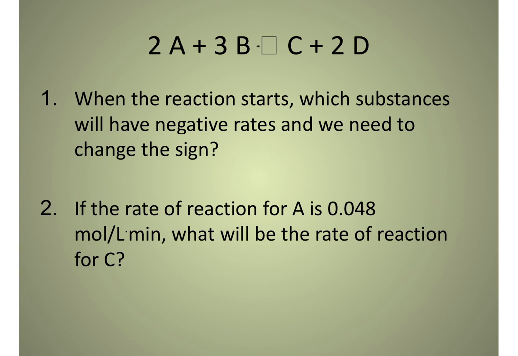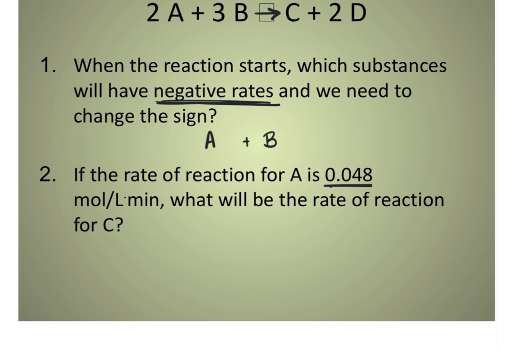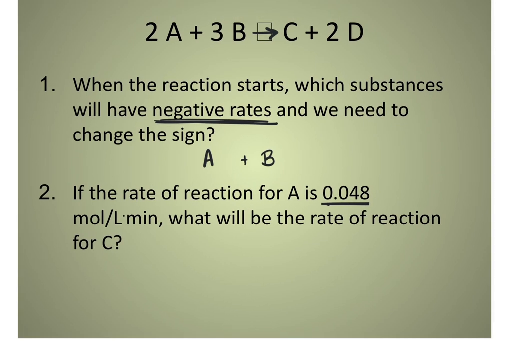So when we look at our balanced chemical equation, let's say we're looking at this one, just in general, when a reaction starts, which substances would have negative rates, meaning we need to change the sign out in front of them? That's going to be A and B, okay? Those are my reactants. If the rate of reaction A is 0.048 moles per liter per minute, what will be the reaction rate for C? If we look at A compared to C, it is a 2-to-1 ratio, and that's what I can see with those coefficients out in front there. It's 2-to-1.